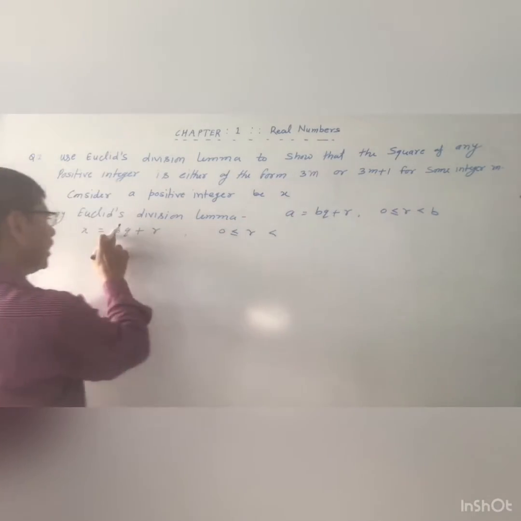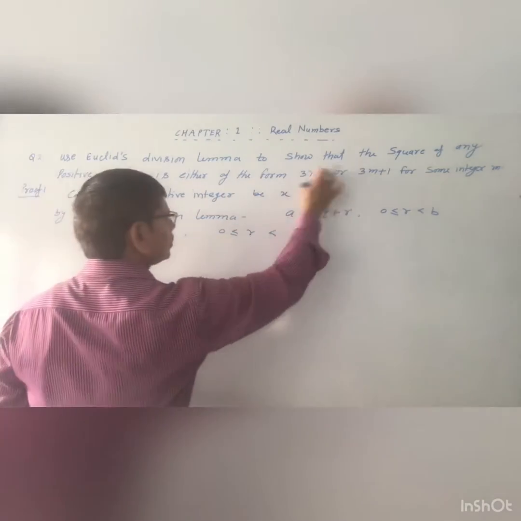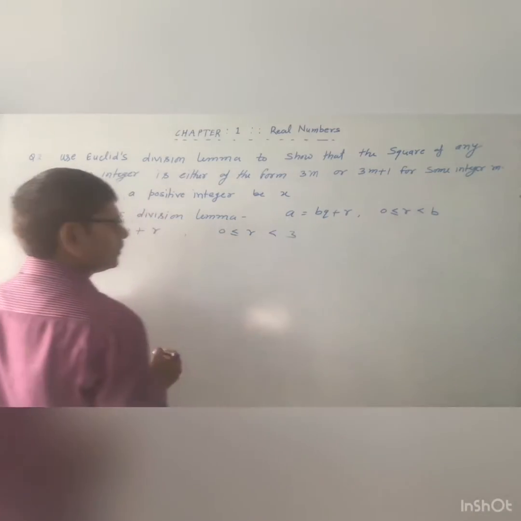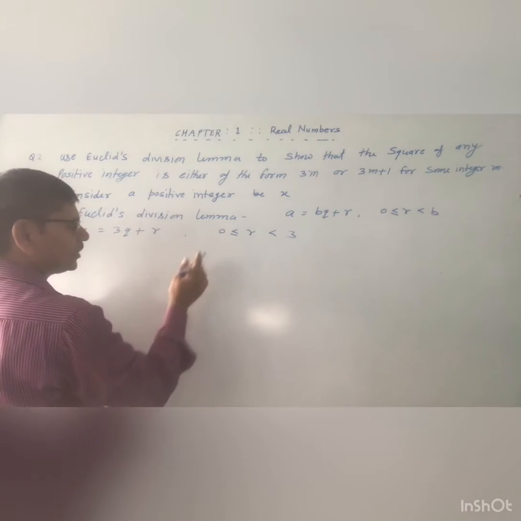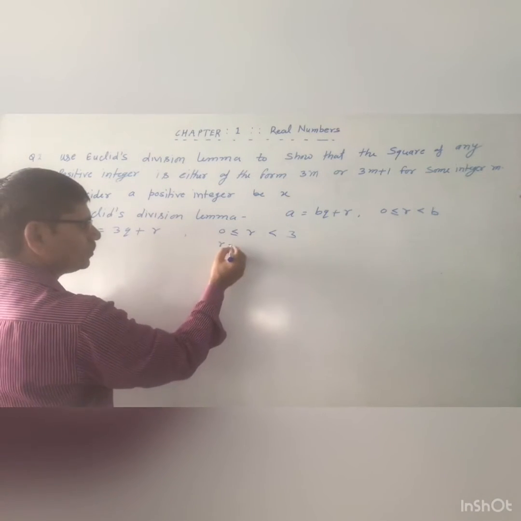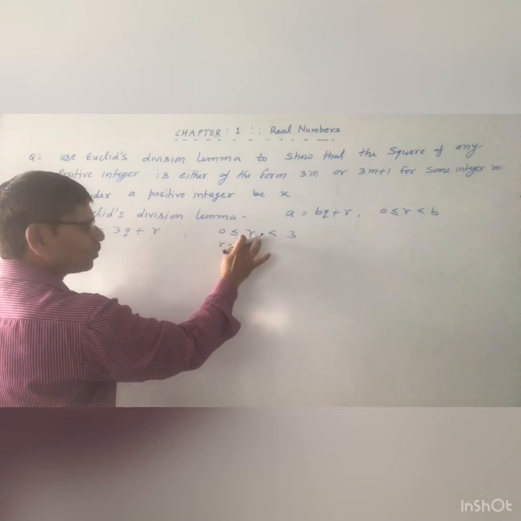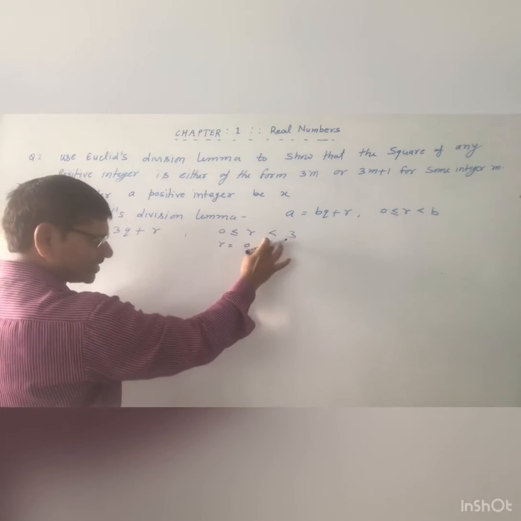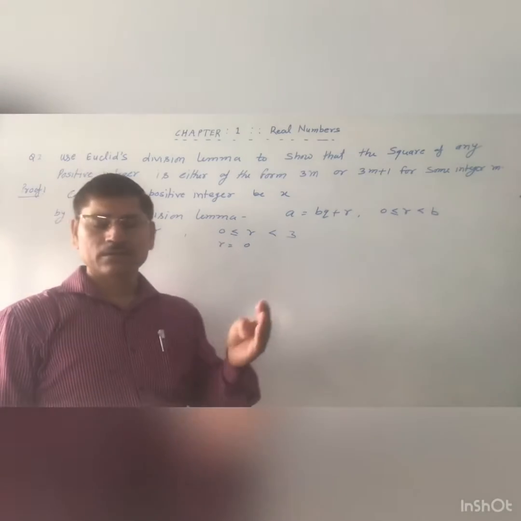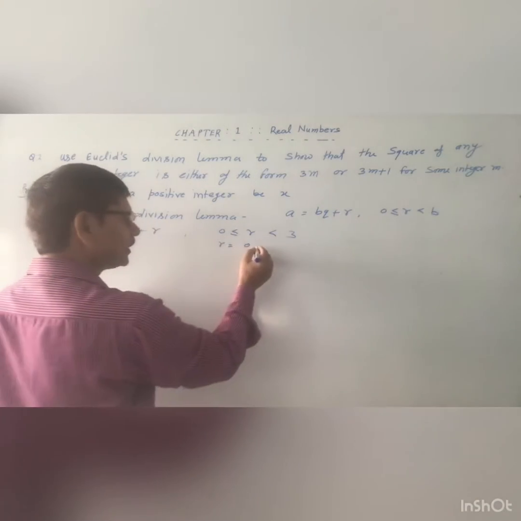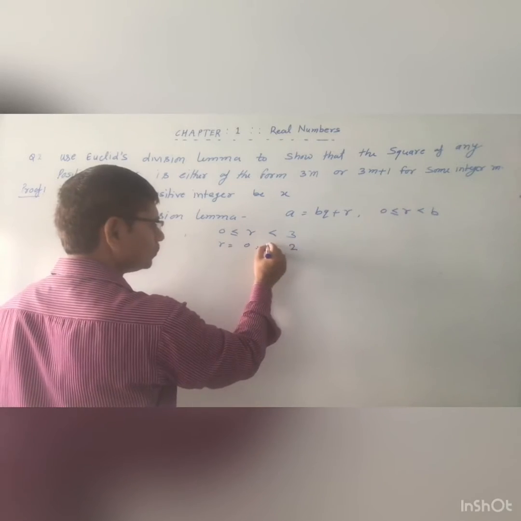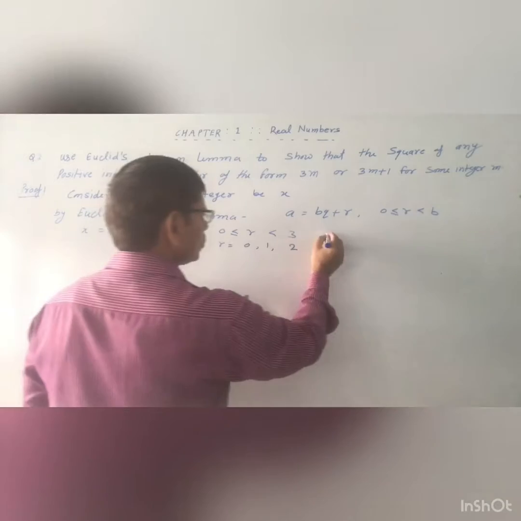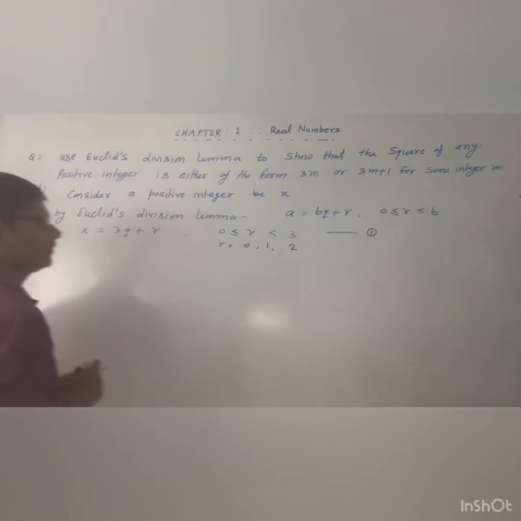Here b means you have to take 3. This is given, 3m plus 1, so we will write 3. Now according to this condition you will get r equal to 0, 1 or 2, because r is greater than or equal to 0 and less than 3. Less than 3 means before 3, that is 1 and 2. So there are these values. Now this is equation number first.